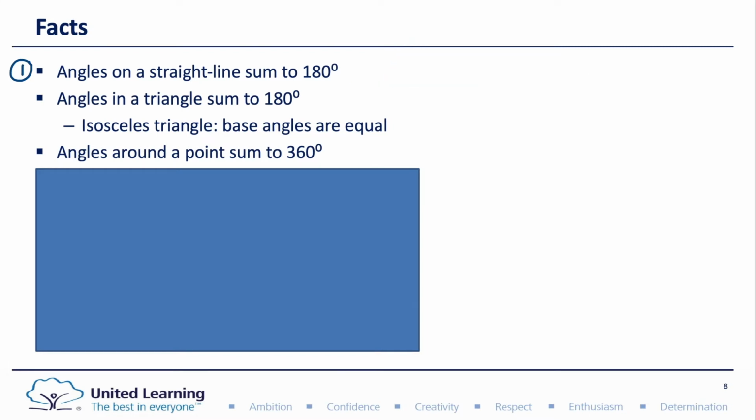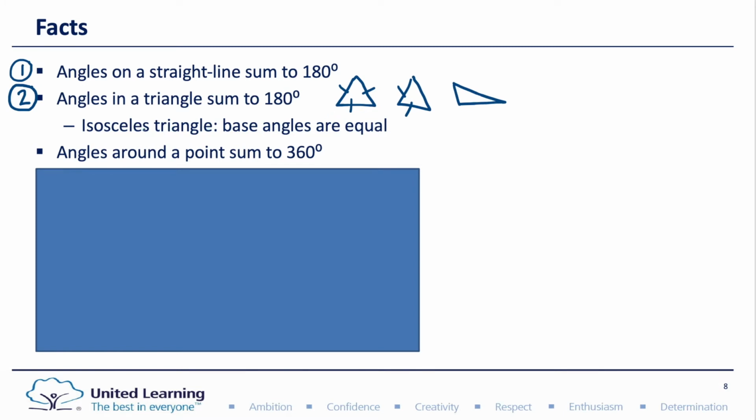The second angle fact that most of you probably already know, but it's not too bad to review these things, is that angles in triangles sum to 180 degrees. Now remember, that is applicable to all triangles. So we're talking about equilateral triangles, isosceles triangles, and scalene triangles. So all three of these, its internal angles will always add up or sum to 180 degrees.